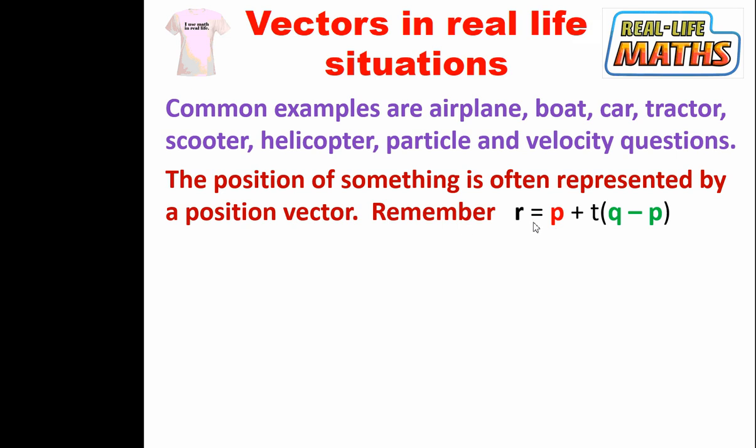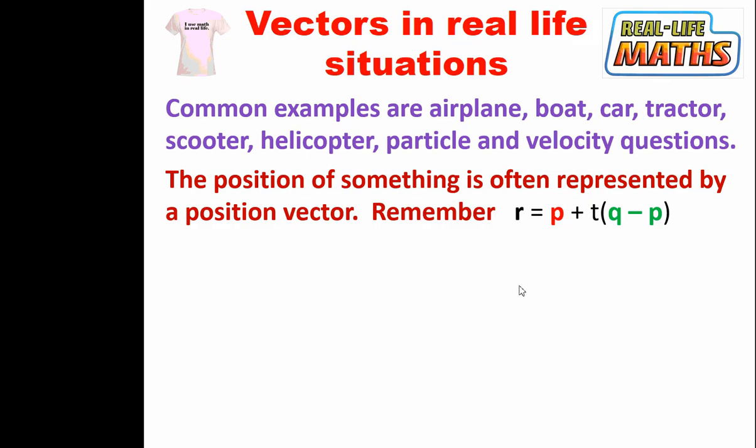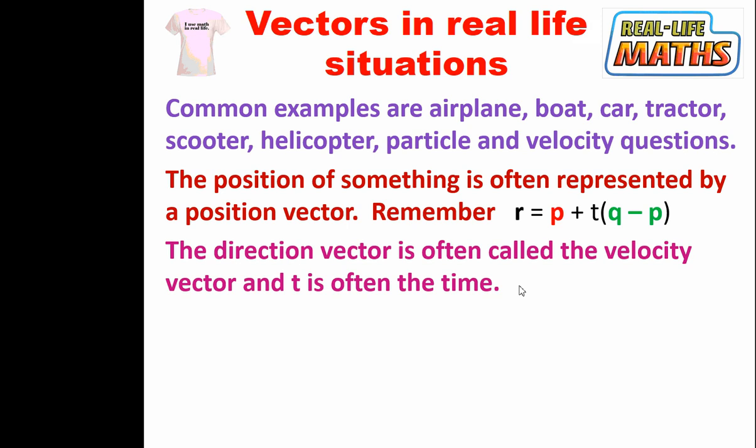So remember, on my earlier slides, I have a vector equation. So we've got a point on the vector, the position vector of a point on the line, plus t, which is a scalar, and q minus p is the direction vector. Remember in your formula booklet, that's given to you in that form. Here's the position vector of a point on the line, here's the scalar quantity, here's the direction vector. Okay, so the position of something is often represented by a position vector. So the direction vector is often called the velocity vector.